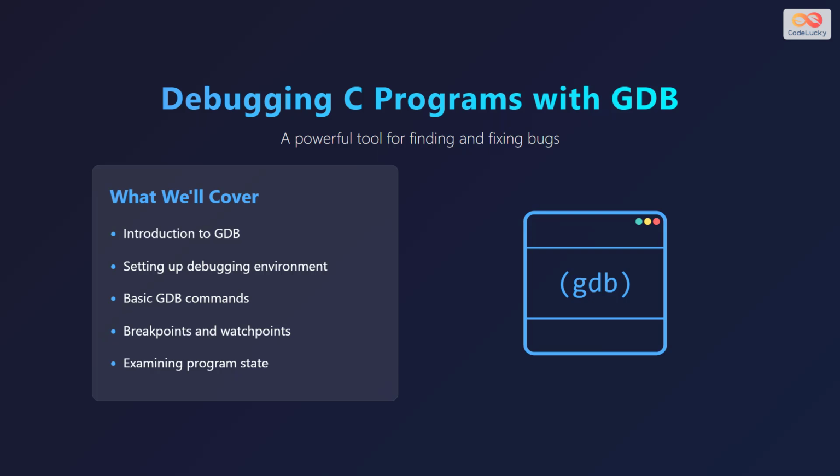In this video, we will explore how to debug C programs using GDB, the GNU Debugger. GDB is a powerful tool for finding and fixing bugs in your code. Over the course of this video, we will learn about the introduction to GDB, setting up the debugging environment, basic GDB commands, breakpoints and watchpoints, and examining program state.